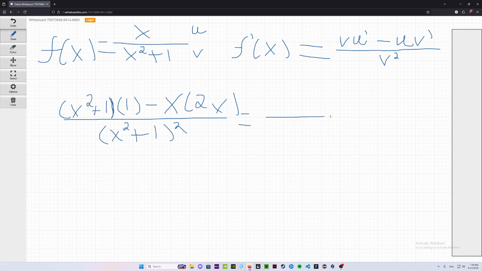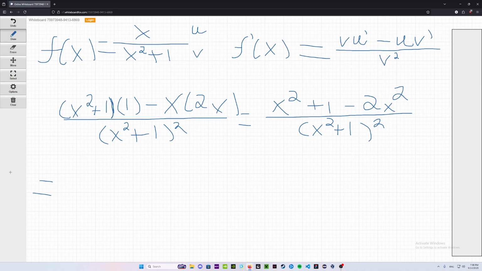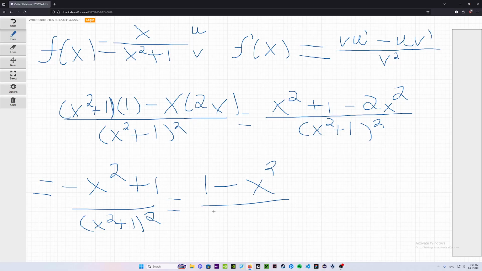And that's going to equal all over x squared plus 1 squared. It's going to be x squared plus 1 minus 2x squared. Now, we can simplify this. It's going to equal negative x squared plus 1 over x squared plus 1 squared. Now I'm going to make this a little prettier, but that's your answer there.